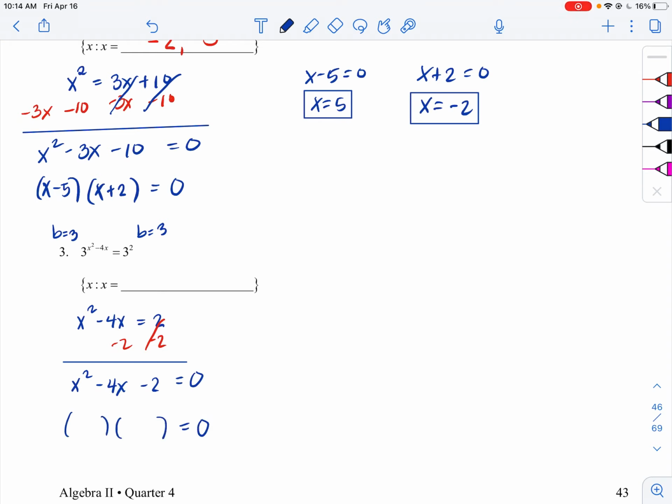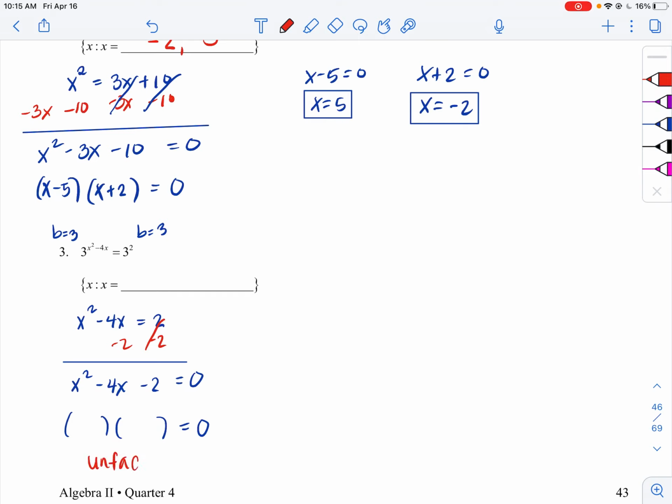We are looking for two numbers that when we multiply, we will get negative 2. And when we add, we will get negative 4. The only way to get negative 2 is if we do 2 times negative 1 or negative 2 times 1, right? And there's no way that adds to a negative 4. So it looks like this is what we call unfactorable. So we'll put that one here.